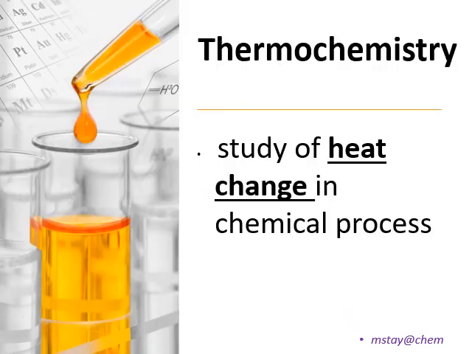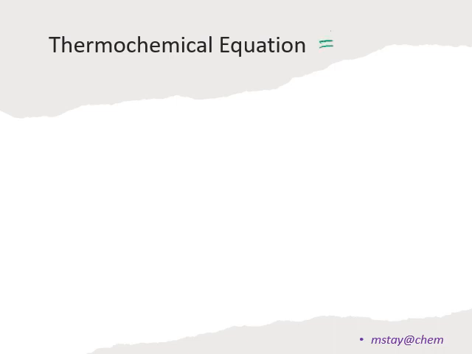So basically, what is thermochemistry? Thermochemistry is a study about the heat change in the chemical process. Let's check out what is the meaning of thermochemical equation. Thermochemical equation is different from chemical equation. So what's the difference between these two? Let's check this one.